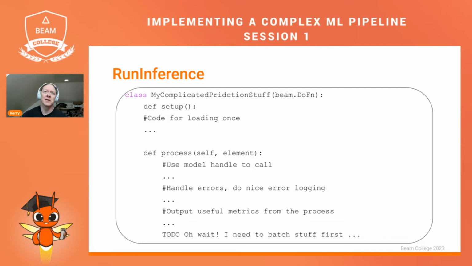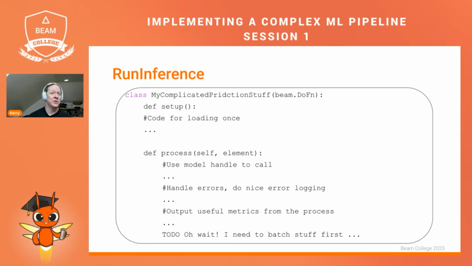So you might imagine that if you were writing your own inference DoFn, it would look something like what we have on screen here. You would have to define your own setup code to do things like download and load the model into a GPU or a CPU. You would have to write your own processing code. And inside that processing code, you would have to be able to adapt whatever model call you have to the model you've loaded. You would have to do error handling.